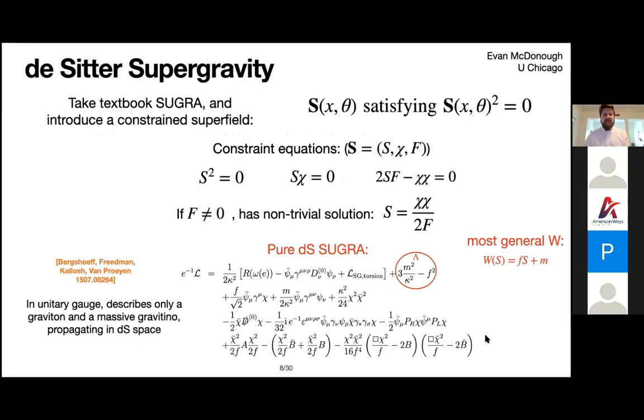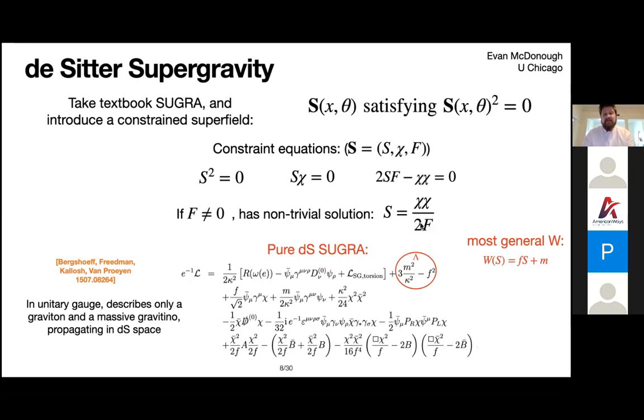So as I mentioned at the outset, one of the huge breakthroughs in supergravity came in recent years with the advent of de Sitter supergravity. The name of the game here is to introduce a field S, which itself is nilpotent. It satisfies a constraint equation that squares to 0. When you're in superspace, you have these x and theta coordinates. This constraint is actually three separate equations, solving each order in theta, the fermionic space coordinate. And if you're in a SUSY breaking background such that this auxiliary field F is non-zero, there's a non-trivial solution where the scalar component is related to the fermion component.